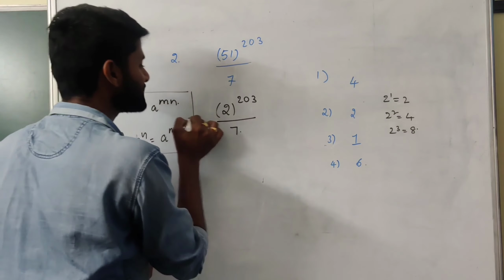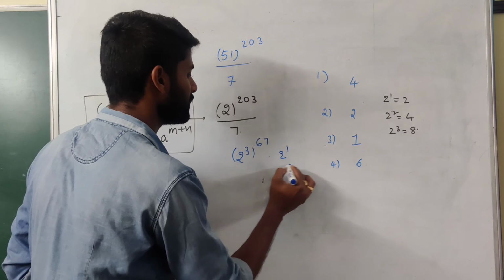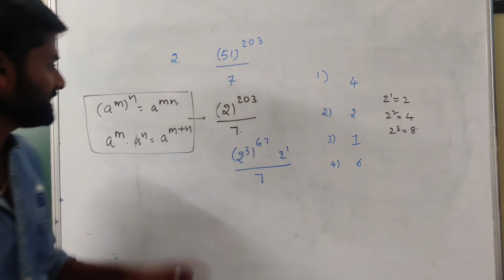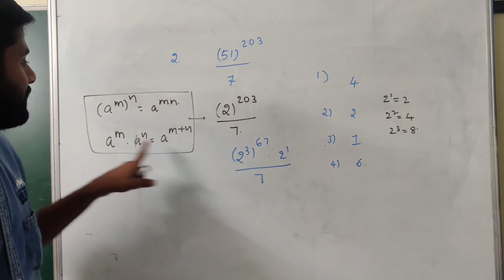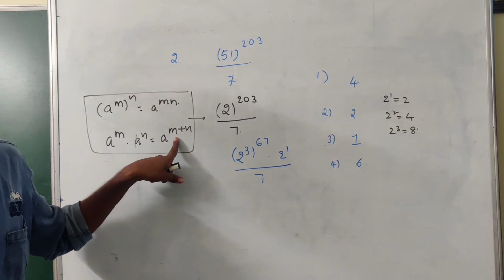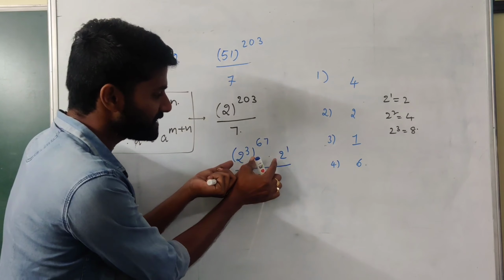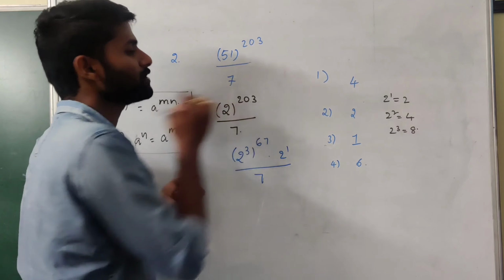See, first of all, write 2^203 in terms of 2 cubed, like (2^3) whole power. So 3 becomes how many times? 3 6s are 18, 3 7s are 21, so 67 3s are 201. We are left with the remainder 2^1 divisible by 7. See, (a^m)^n can be written as a^(mn), and a^m into a^n can be written as a^(m+n). If you go with these applications, again we get 2^203.